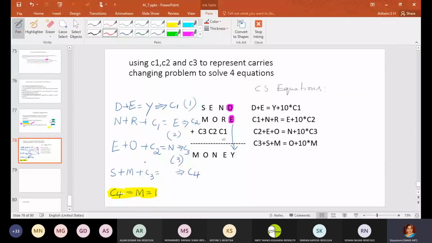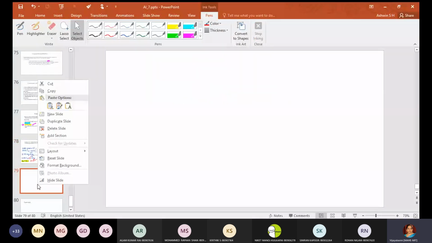S plus M is equal to C3 is equal to O, and carry generated is C4, and C4 is equal to M. Okay, good. So these are the 4 equations, the constraint satisfaction equations, we have written. First part is over now. Now, after you get the value of M, let me go to the next slide. Okay, I will write here.